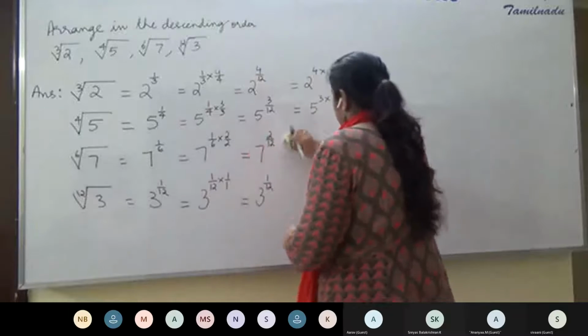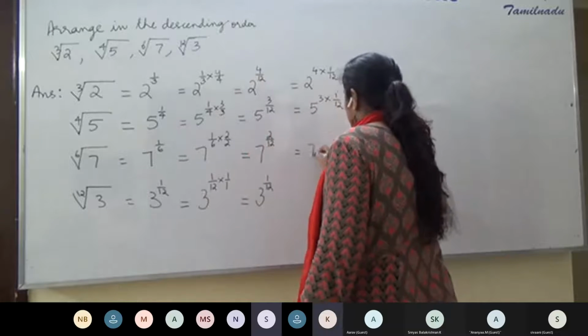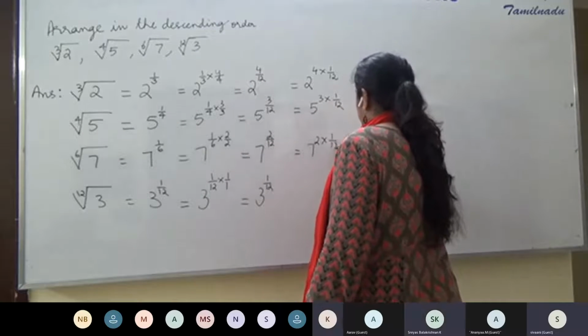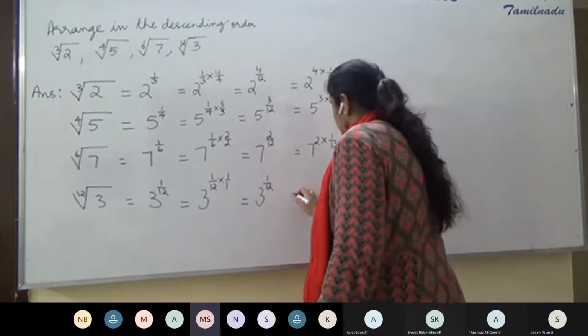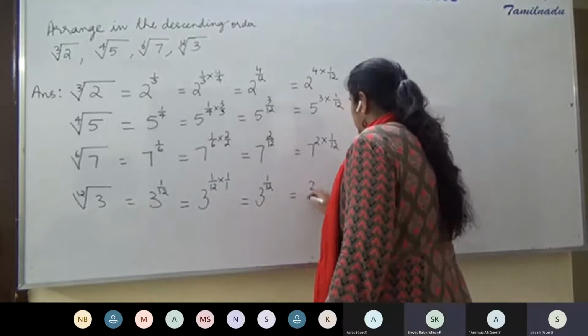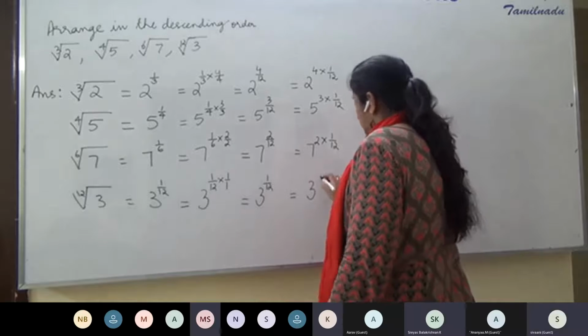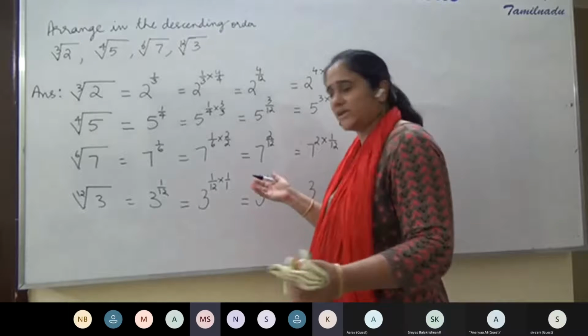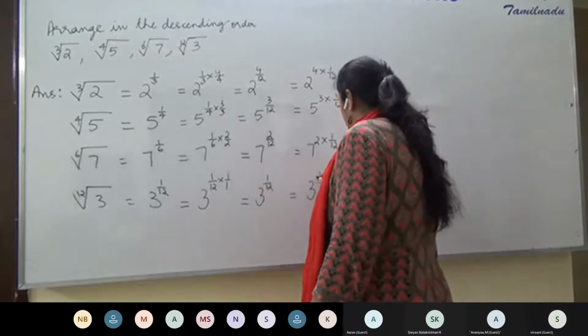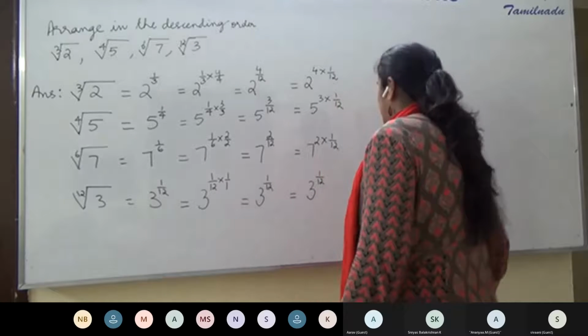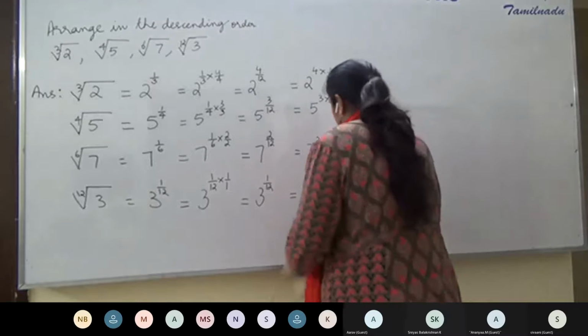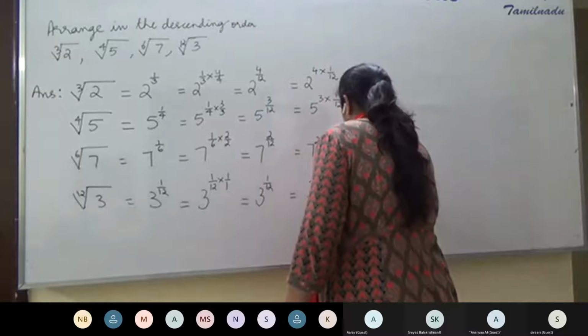And here? 2 into 1 by 12. 7 to the power 2 into 1 by 12. And 3 to the power 1 into 1 by 12. Very good. We'll just write 1 by 12. 1 into 1 by 12 is also fine. Okay, let's write 1 into 1 by 12.